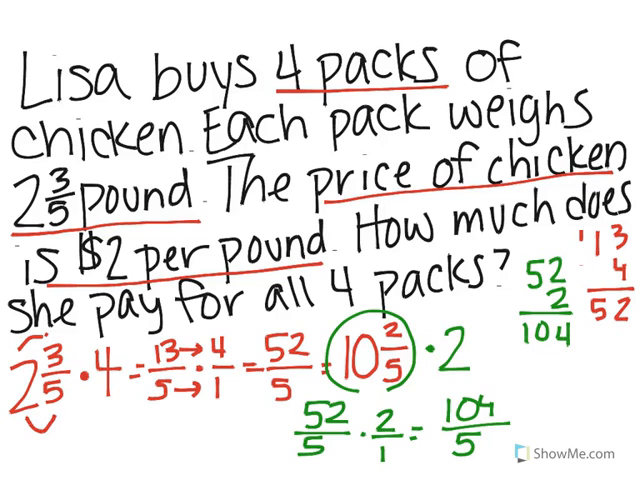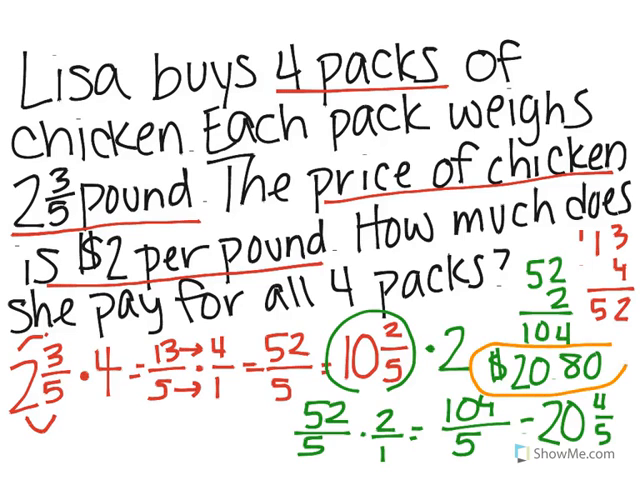Well, that's how much she pays for all 4 packs, but we need to rewrite that a little better. So how many times can 5 go into 104? Well, I know 5 can go into 100 20 times, and there's 4/5 left over. So 4/5 of $1, if 1/5 is 20 cents, so that would be 80 cents. So it would be $20.80. Didn't leave myself very much room.